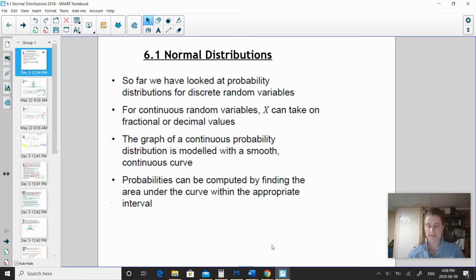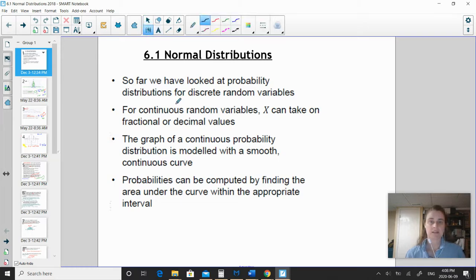Okay, so today we are going to take a look at normal distributions. So far, we've just taken a look at probability distributions for discrete random variables, but for continuous random variables, x can take on fractional or decimal values. So the graph of a continuous probability distribution is going to be modeled with a smooth, continuous curve. Probabilities can be computed by finding the area under the curve.